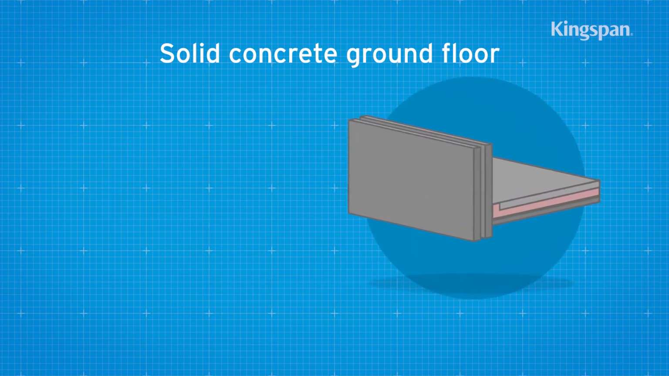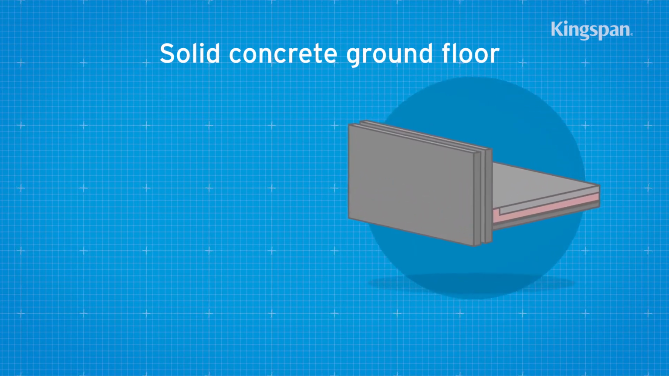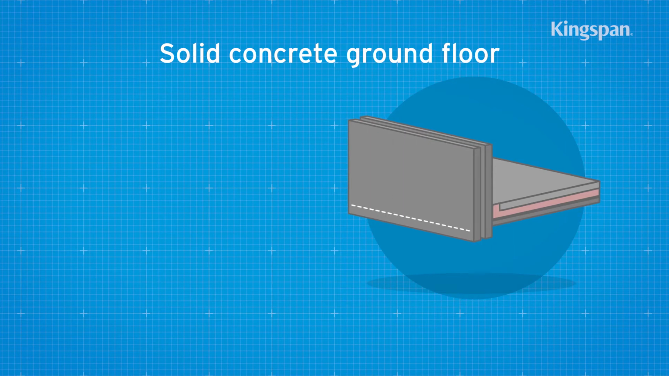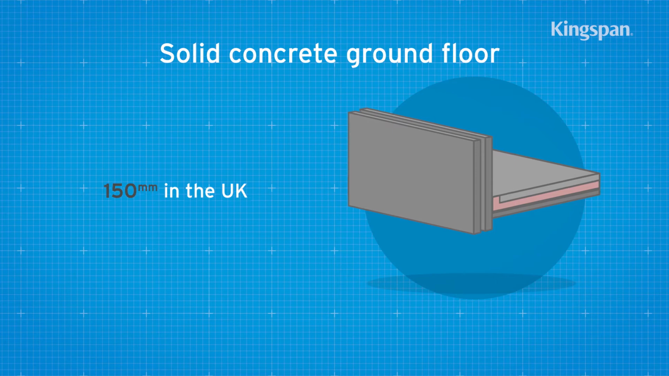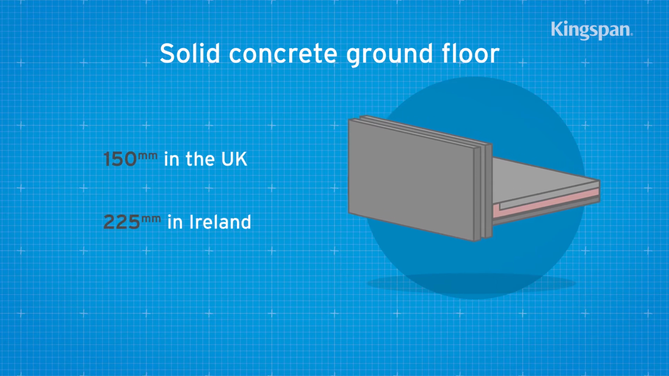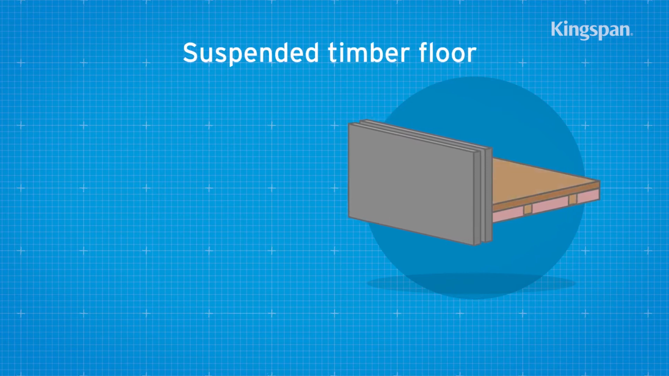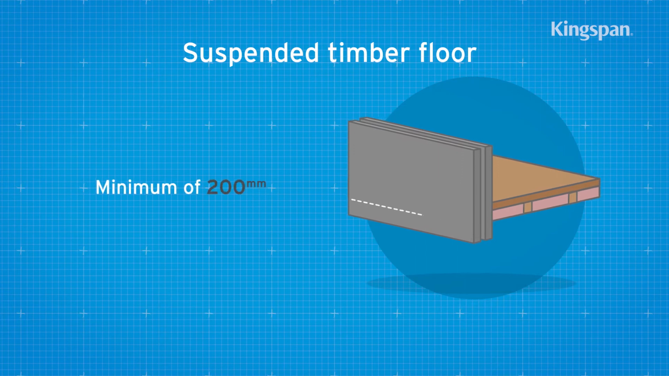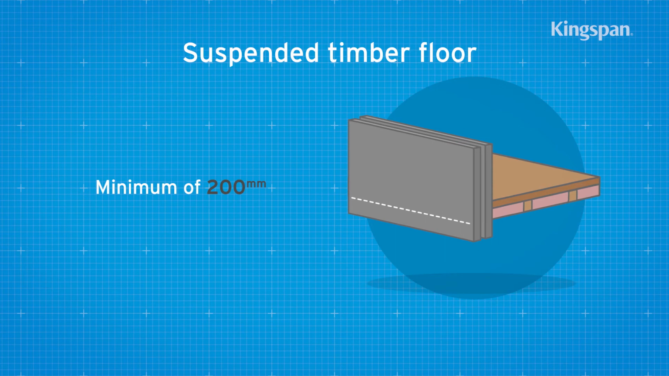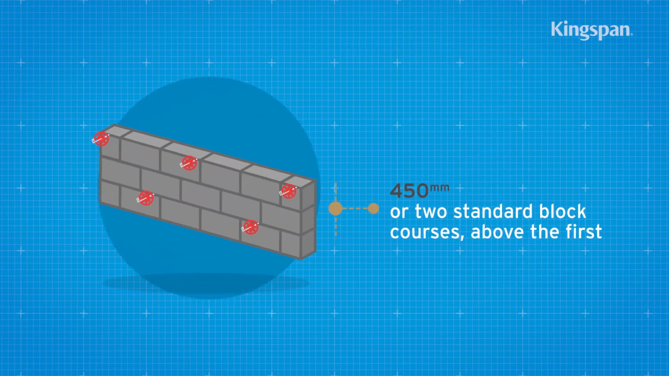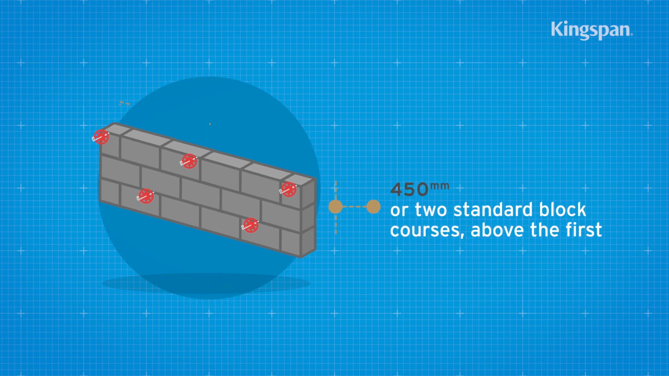For solid concrete floors, wall ties start at either one course of blockwork below the damp-proof course or, depending on your location, a specified distance below the top surface of the ground floor perimeter insulation upstand. For suspended timber floors, wall ties start a minimum of 200 mm below the top surface of the ground floor perimeter insulation upstand. Continue constructing the inner leaf up to the next wall tie course.